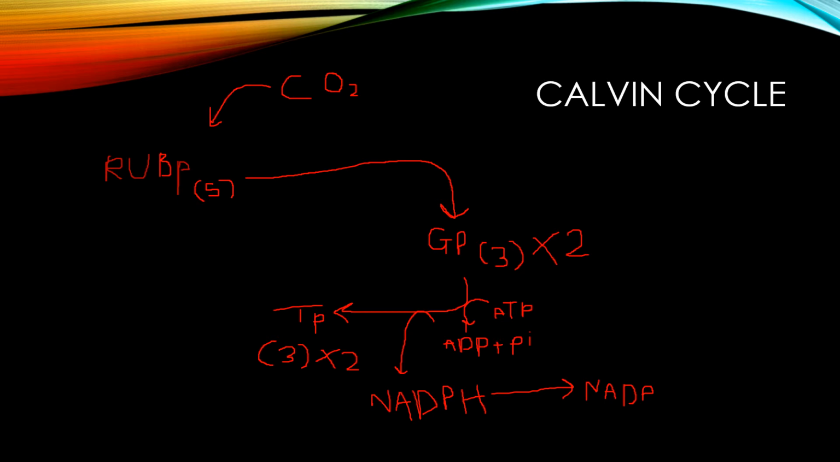Then TP reforms RuBP. And keep in mind, as this is actually 6 and this is 5, it means that 1 goes into useful products. So let's call the useful products X, because I'm not going to write out useful products, but I'm going to write out useful.